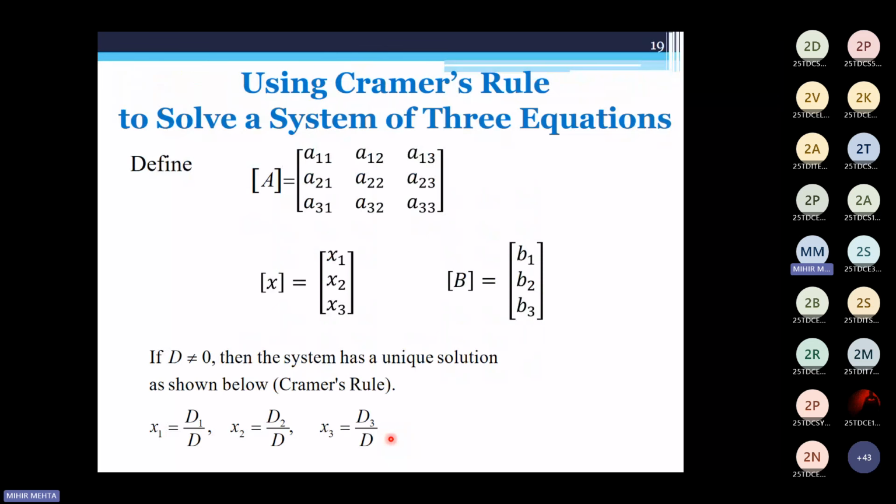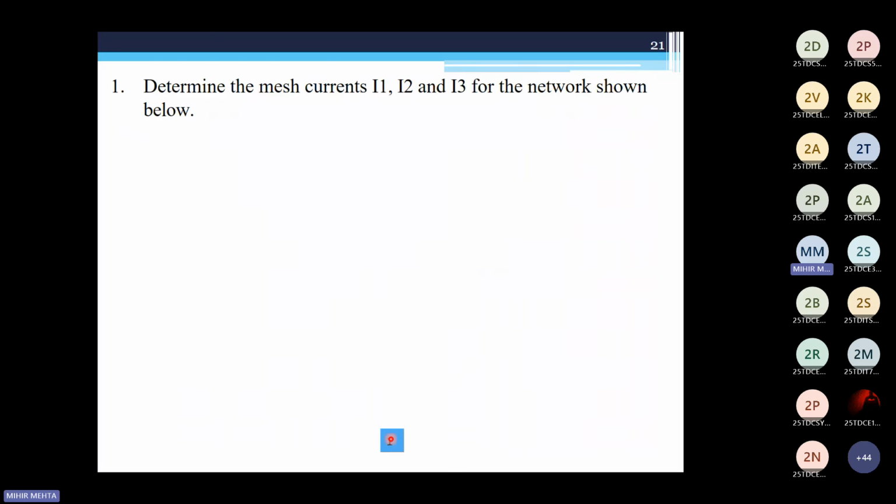Any doubts here on how we use this particular Cramer's rule? Any doubts here? Please ask, because we will be using this Cramer's rule for solving the matrix. Since I don't see any hands raised, let's move ahead to the numericals.